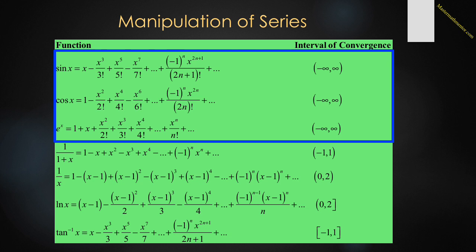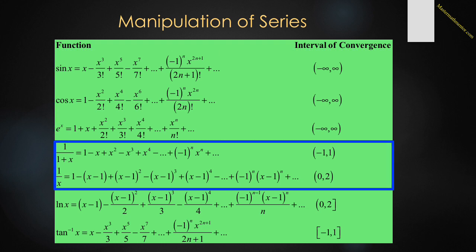And our exponential e to the x is 1 plus x squared over 2 factorial plus x cubed over 3 factorial plus x to the 4th over 4 factorial plus ... plus x to the n over n factorial plus ... And again, the interval of convergence of this one is -infinity to infinity.